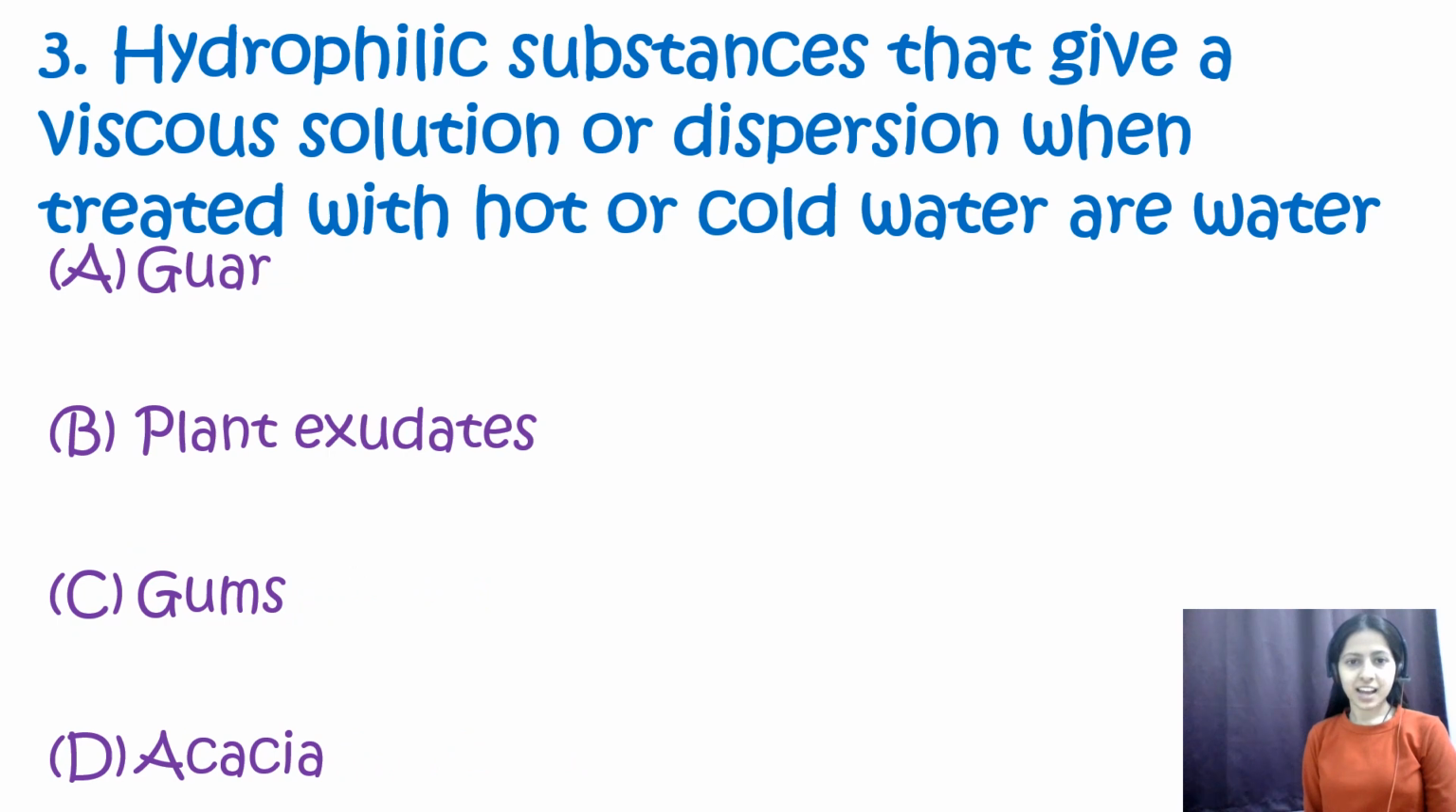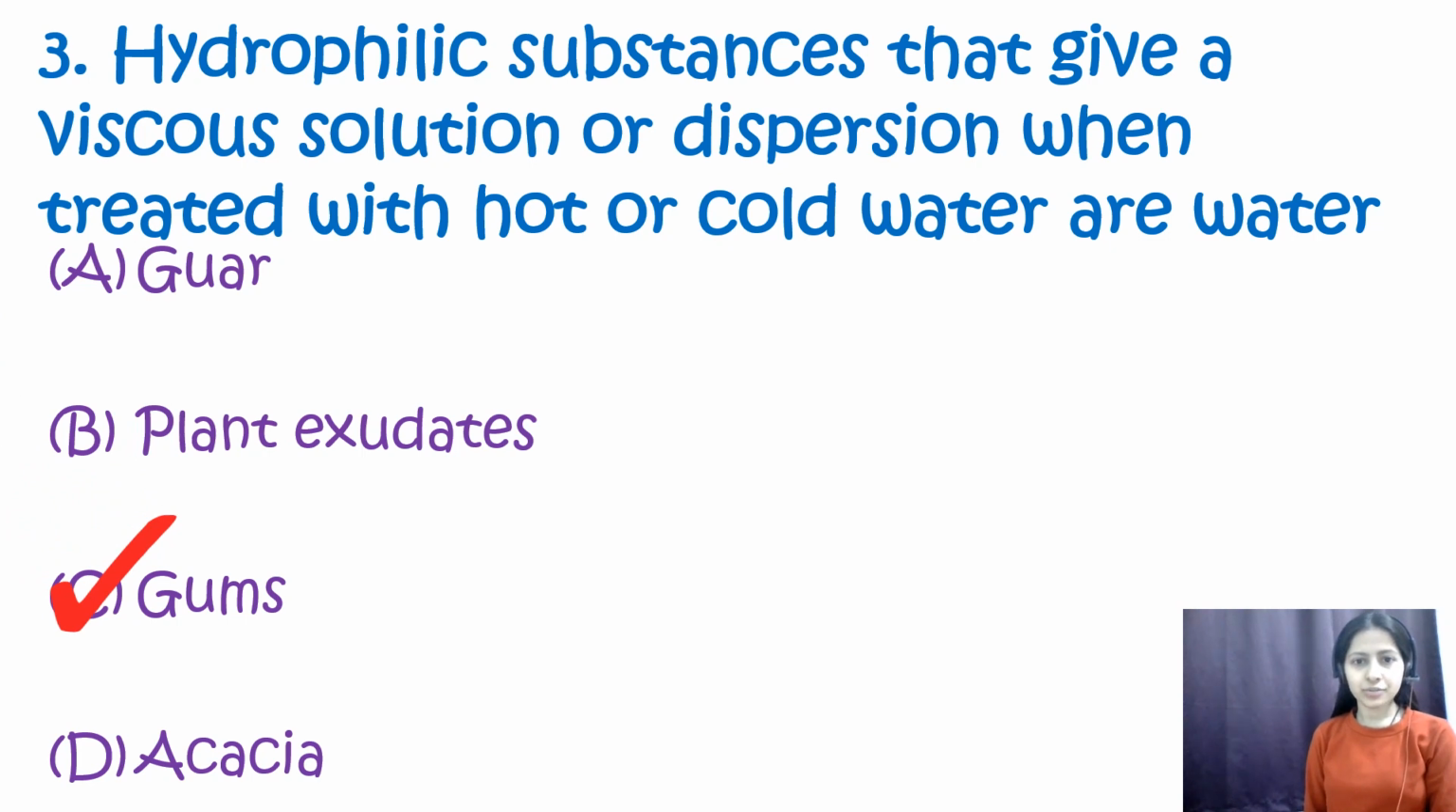Number 3, hydrophilic substances that give a viscous solution or dispersion when treated with hot or cold water are A, guar. B, plant exudates. C, gums. D, acacia. So here the correct answer is option number C, that is gums.